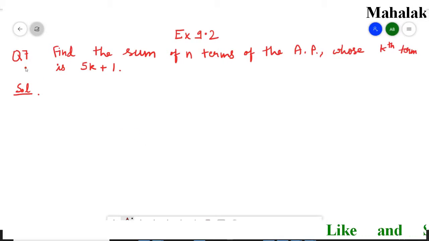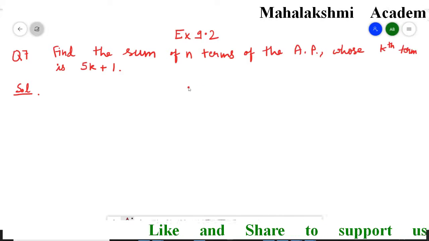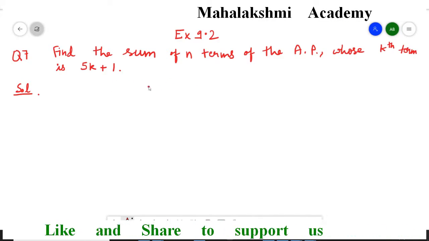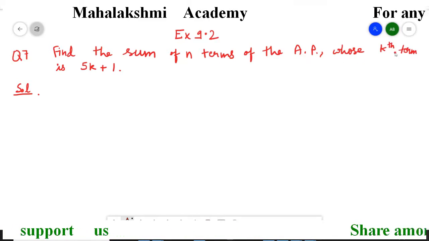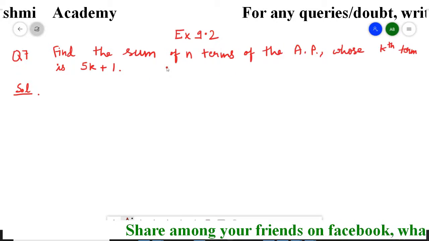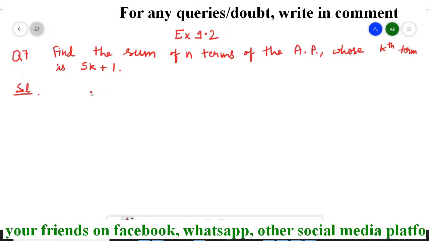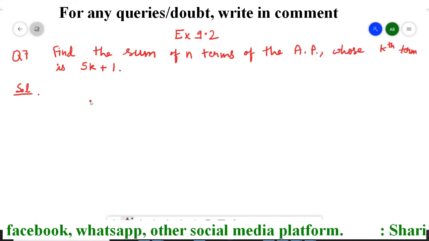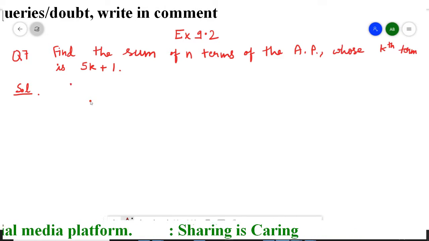Hello everyone, I am going to explain question number 7 from exercise 9.2, and this question belongs to 11th class maths. Find the sum of n terms of the AP whose kth term is 5k plus 1. So here we have to find the sum of n terms of an AP, and the kth term is available to us. So we will start with the given thing.